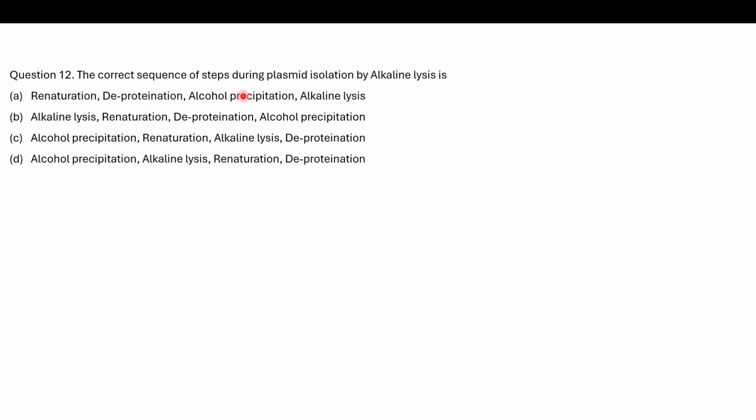Now, the correct sequence of steps during plasmid isolation by alkaline lysis is: first you lyse the cells, and then the plasmid DNA will renature, then everything will be centrifuged to pellet down the genomic DNA along with the proteins, and then you precipitate your plasmid DNA. Correct option will be option B.